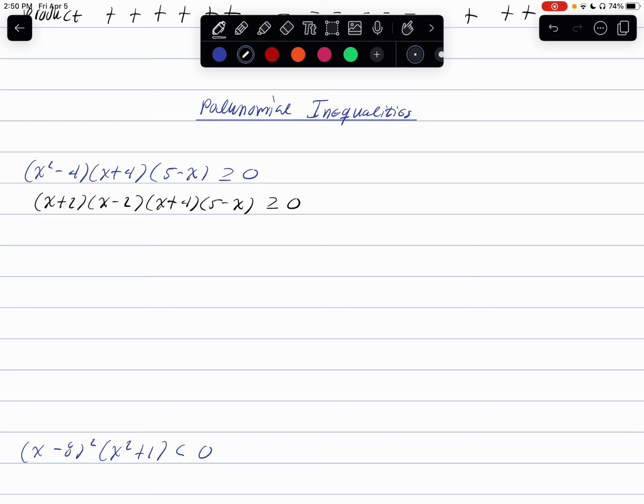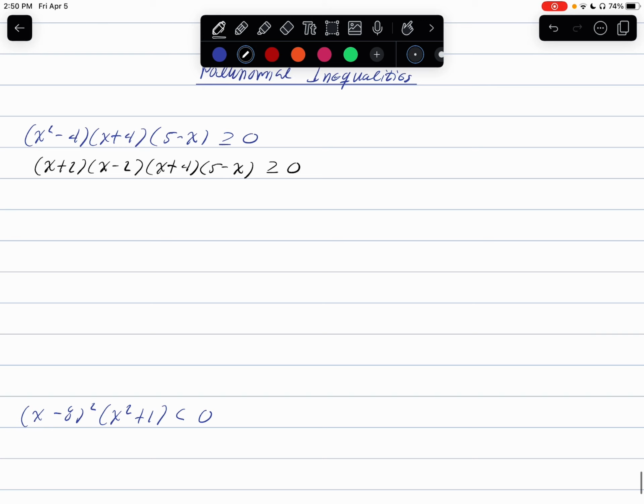So what we're going to do now is find all of our intervals, and we're going to do test values on each of these. We have our points of interest that divide these intervals, all of the zeros. So if we look at all of the zeros here, we're going to have -2, +2, -4, and 5. So these are going to be our dividing points, so to speak. So we're going to make a table here.